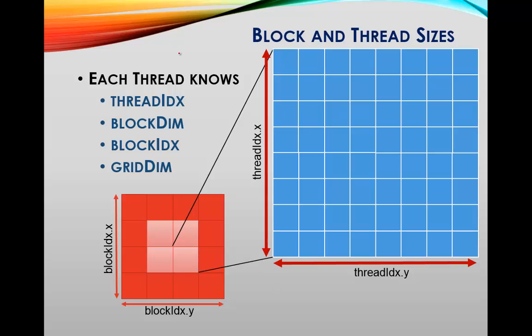So each of these little guys is going to be one thread. Each of these will have a thread index x and y, and basically each of these blocks is then made of all those threads.